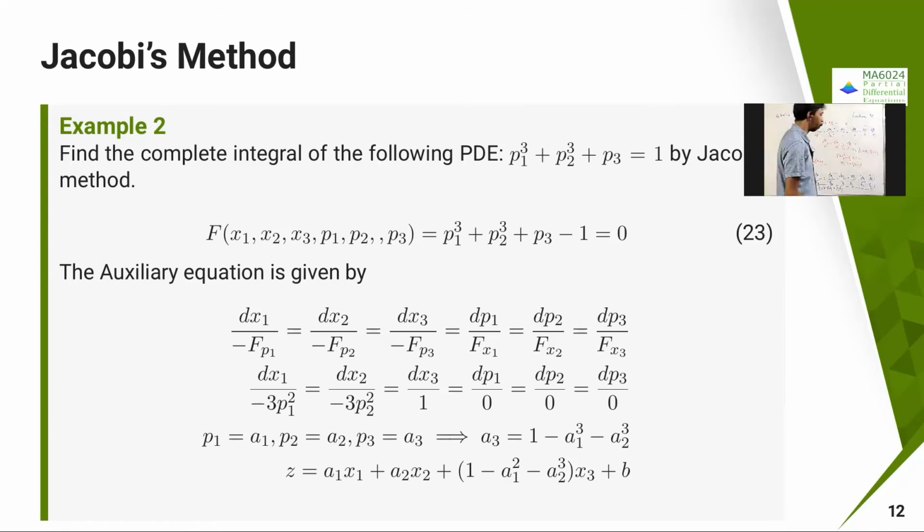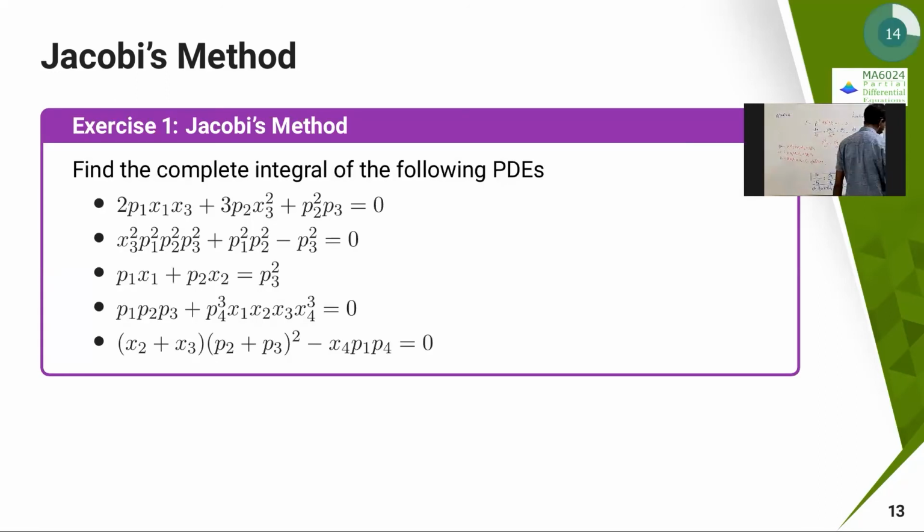Okay, this is going to be your a1 cube actually, in the last step. It should be a1 cube, not a1 square. It should be a1 cube. Okay, this is going to be your final answer. So in the same way you can solve these problems.